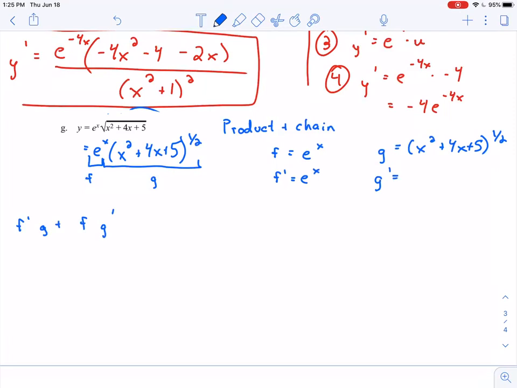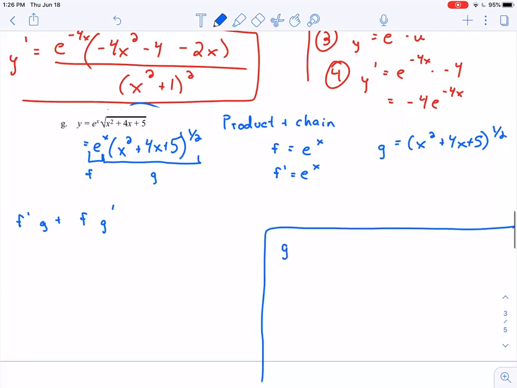g prime is 1/2 times, well, I'm jumping the gun here. For g prime, I'm going to have to use the chain rule. So it's up to you. If you feel comfortable enough to take the derivative right here, right now with the chain rule, you can. Otherwise, maybe just make yourself a little bit of room down here. And let's do that. Let's say g is equal to x squared plus 4x plus 5 to the 1/2 power.